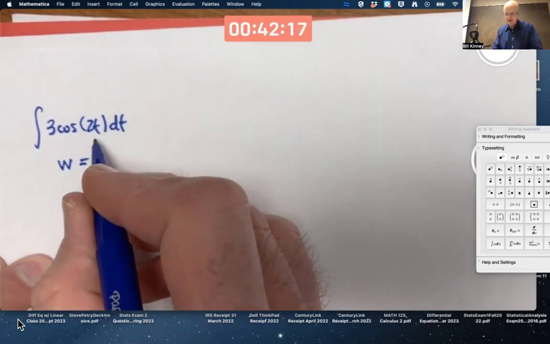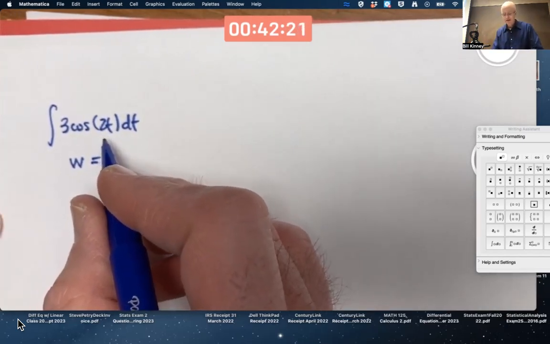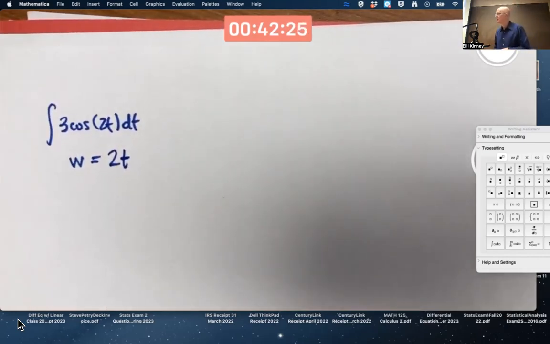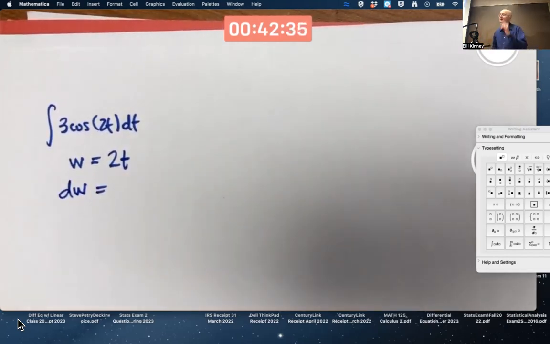How about 2t? You're looking at that 2t and saying, boy, I wish that was a t. By making w 2t, you're making your wish come true, effectively, just with a different letter. But there's always a price to pay. You've got to find dw. The derivative dw/dt would be 2, the constant 2.